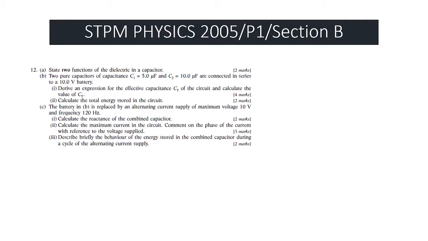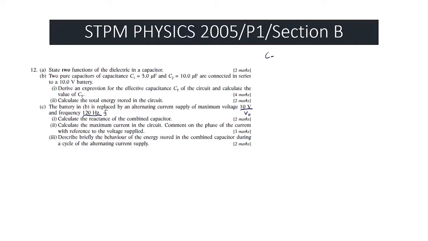So C, the battery in B is replaced by an alternating current supply of maximum voltage 10 volt. This is V naught, and with a frequency of 120 Hz. This is the frequency f. Calculate the reactance of the combined capacitor.